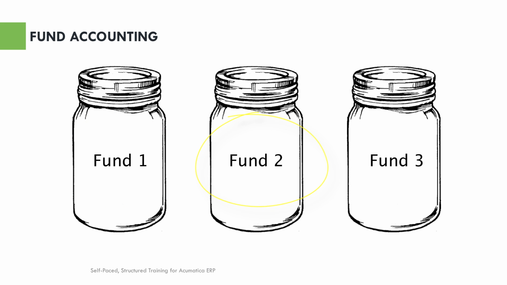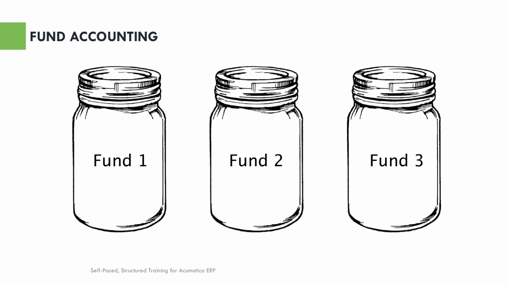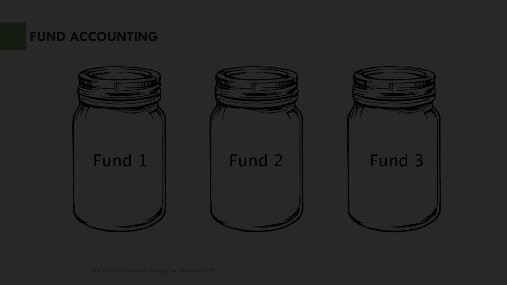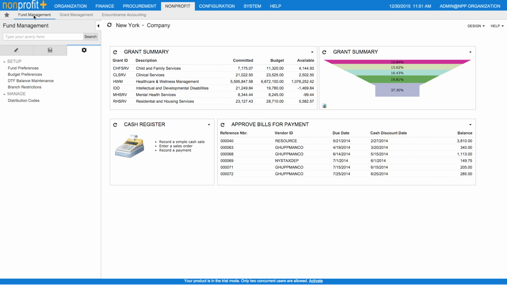A proper fund accounting system allows nonprofits to easily report on funds and provide transparency to external audiences, like boards or trustees. Unlike a for-profit corporation that focuses on profitability, a proper fund accounting system emphasizes an organization's accountability and stewardship. Fund accounting is configured and maintained from the Fund Management module of Nonprofit Plus.